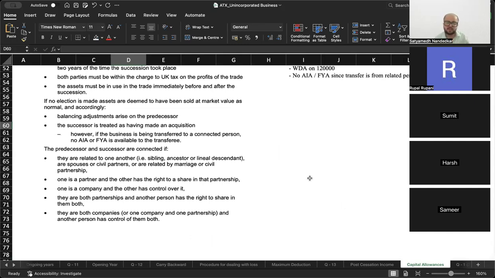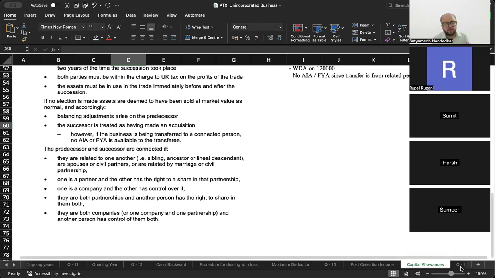If predecessor and successor are related to one another, sibling, ancestor, lineal descendant, and spouses or civil partners, or are related by marriage or civil partnership, matlab my wife's sister and all of that. Then one is a partner and the other has the right to a share in that partnership. Same equation. One is a company, the other has a control over it. They are both partnerships and another person has the right to share in them both. They are both companies and another person has control of them both. All of these are connected persons.